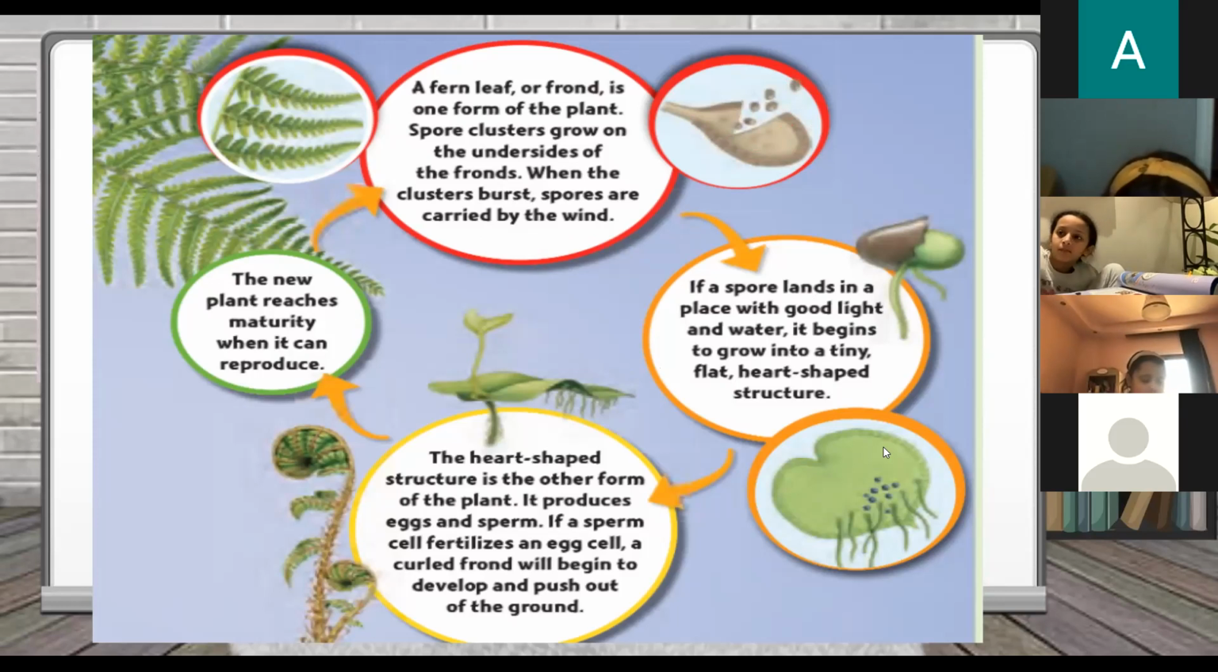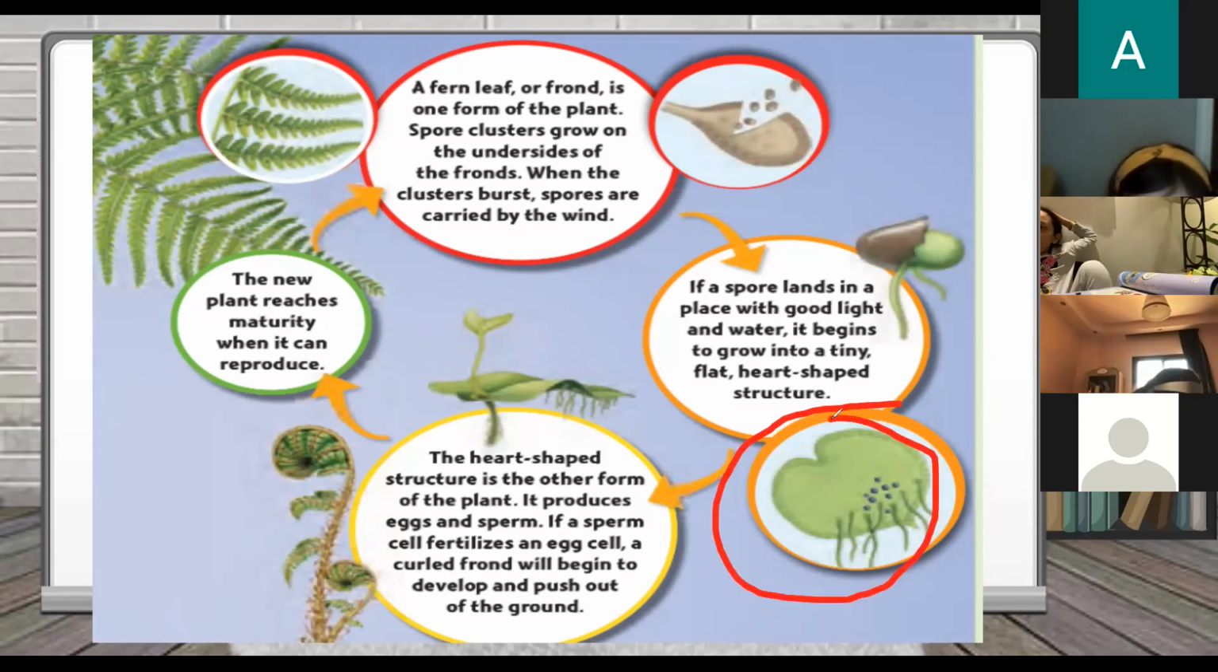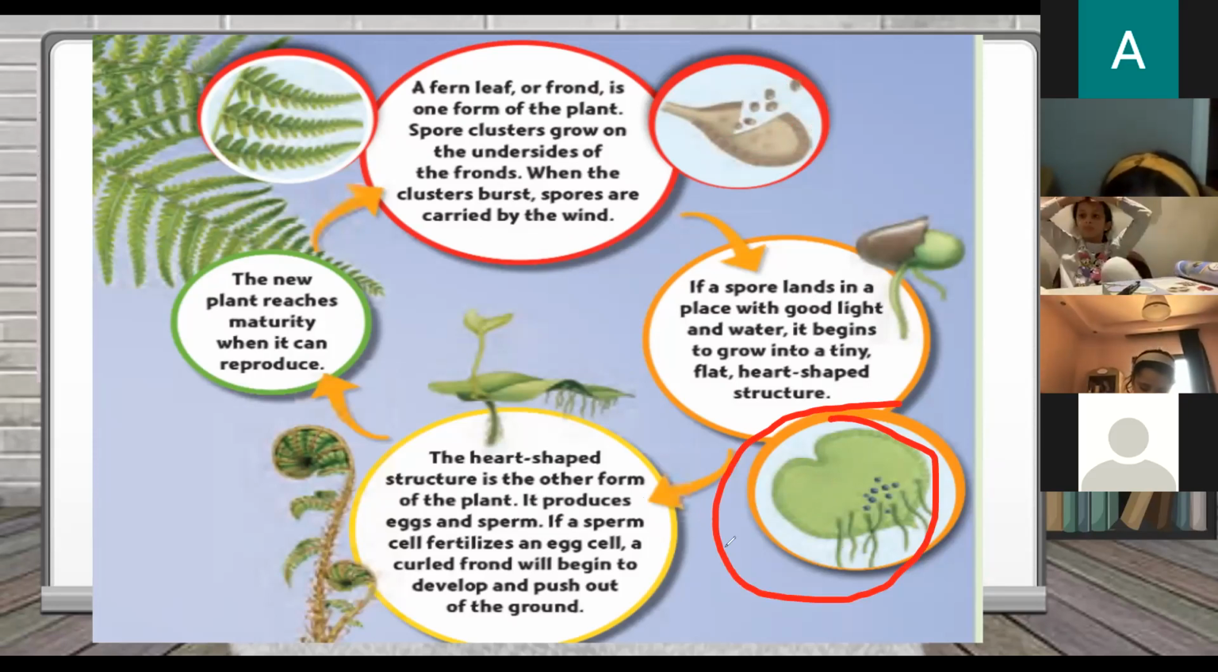How does it begin to grow? It begins to grow into a tiny flat heart-shaped structure like this one. You see it as a small, very tiny leaf. And then this heart-shaped structure, what happened to it? It produces the egg and sperm together.